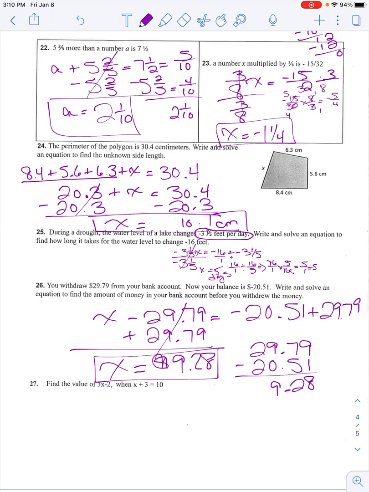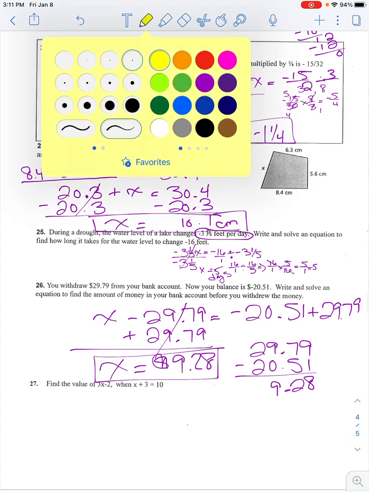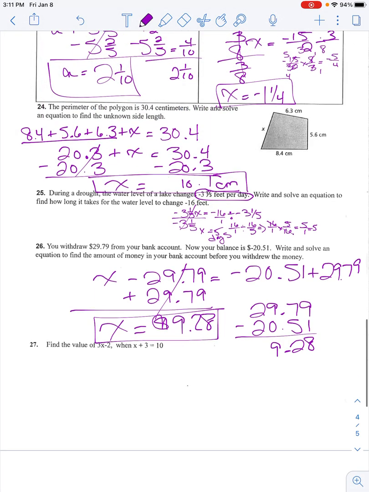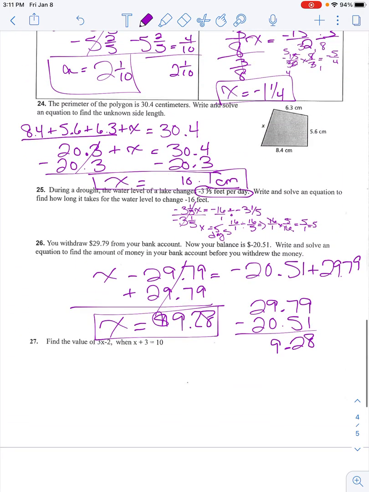And let's go back up and make sure this makes sense. So you withdrew $29.79, and now your balance is a negative. So yeah, you had $9.28 in your account. If you put that in for X, you put $9.28. You had $9.28 in your account, and you withdrew $29.79. So you overdrew. That's why it's a negative in there. So that makes sense. Okay.